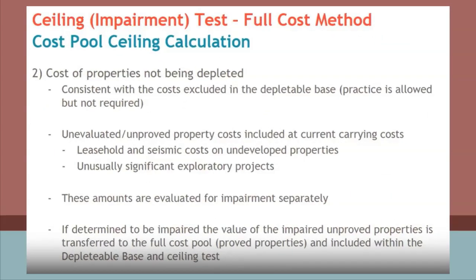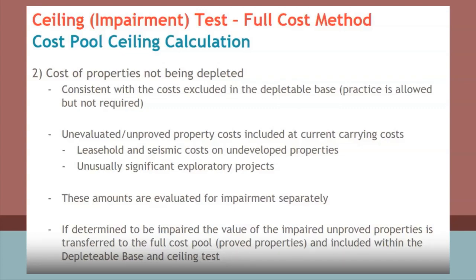Okay, this is the second bullet point. Again, the cost of properties not being depleted is included in your cost pool. These amounts are evaluated for impairment separately, which is why they're added into the cost pool, and then they're also added into the capitalized costs. So they're really netting each other out if you think about it, because they're getting evaluated separately.